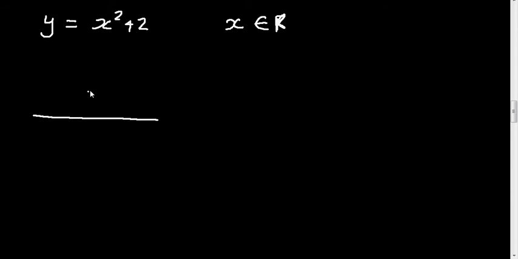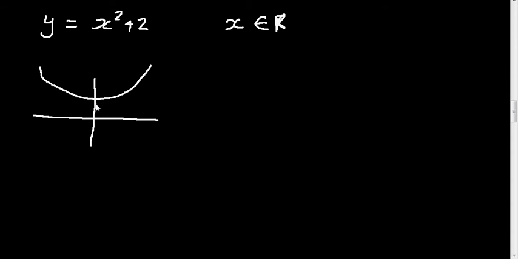Let's look at a quadratic function. Let's look at y is equal to x squared plus 2. For this one, I'm not going to put any restrictions on the domain. So x includes all real numbers. That means x could have any value from infinity to minus infinity. But how would this function look? It's the basic quadratic graph shifted 2 spaces up, isn't it?